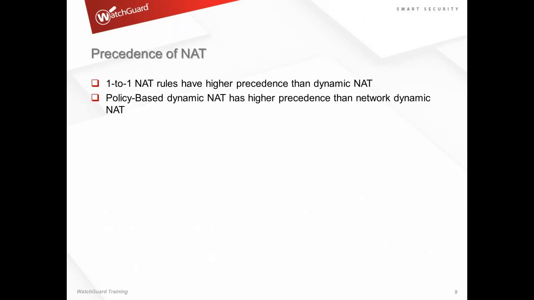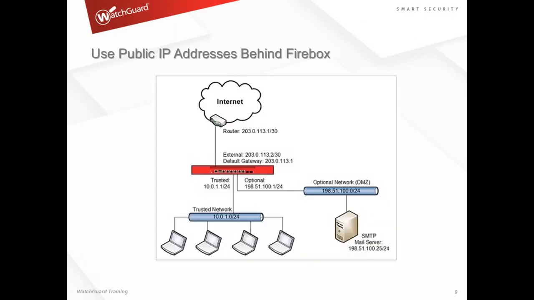So the precedence of NAT, again, just an important tip to cover. One-to-one NATs always have a higher precedence than dynamic NATs. And then policy-based dynamic NATs have a higher precedence than a network dynamic NAT. So just know that as you're going through, looking at your network topology and creating your network diagram, your one-to-one NATs are always going to have the highest precedence.